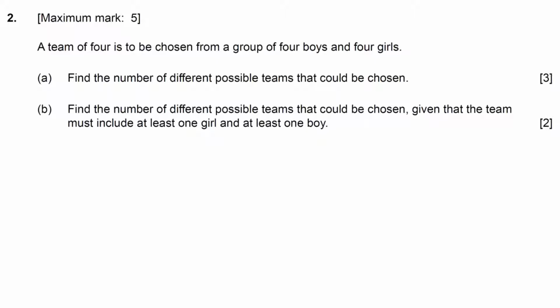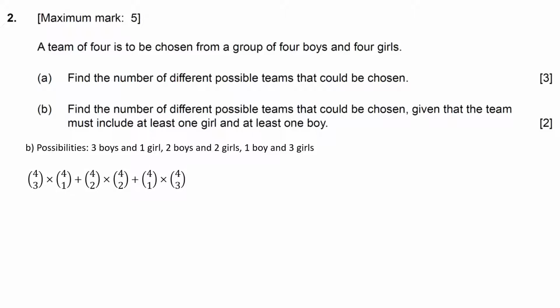Let's look at letter B now. The number of different possible teams that could be chosen, given that the team must include at least 1 girl and at least 1 boy. So in this case, we have to analyze all the possibilities that are 3 boys and 1 girl, 2 boys and 2 girls, 1 boy and 3 girls. There are no other possibilities in this case. So the calculation would have to be this.